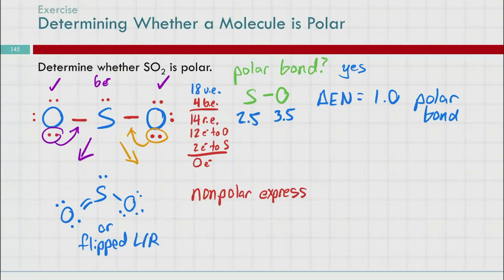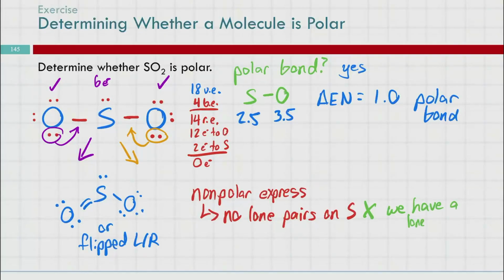Our first condition: no lone pairs on the central atom, in this case, sulfur. Is that true? Do we have no lone pairs? No, we have lone pairs. We have a lone pair on sulfur. SO2 is polar.